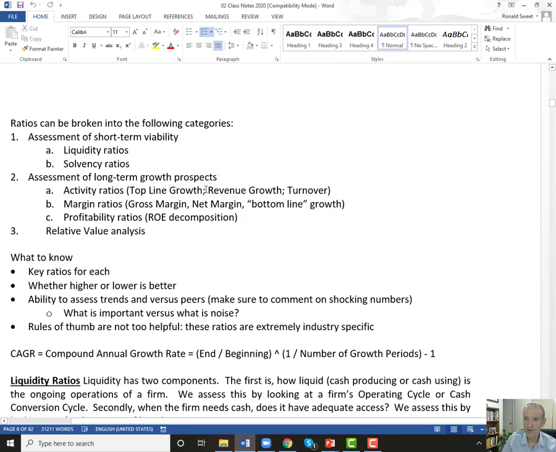Your growth analysis is really focused on two things. Top line growth, which is your revenue. Is the business itself growing? And then the second one is the bottom line growth, which is margin. So top line, is the business growing; margins is, well, is the business profitable?